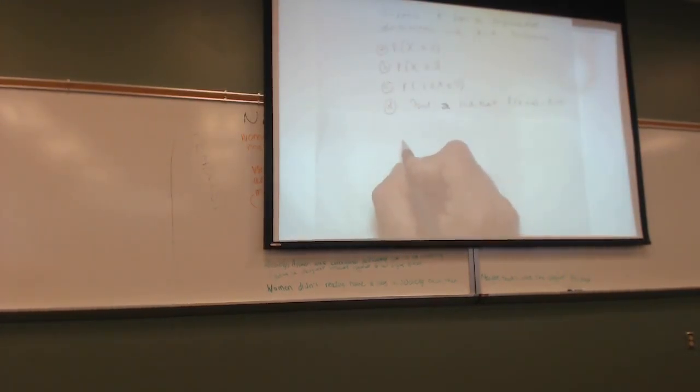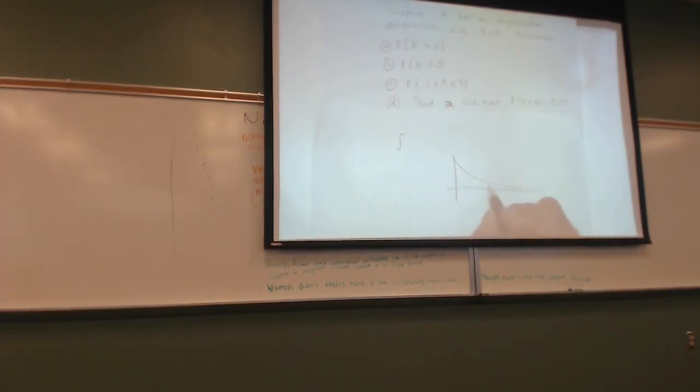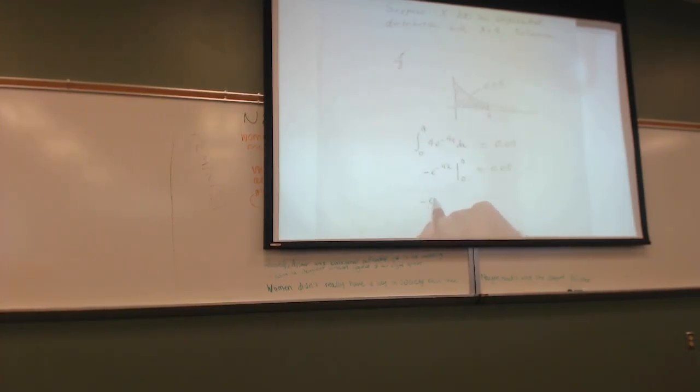Now, part D, I want to find a number A, such that when I calculate this area it would be 0.05. So I'm looking for an A such that when I calculate this area, I'll get 0.05. Well, that means if I integrate from 0 to A, 4e to the minus 4x dx, I should get 0.05. But this integral we know is negative e to the minus 4x. So this is negative e to the minus 4a, minus minus plus 1.